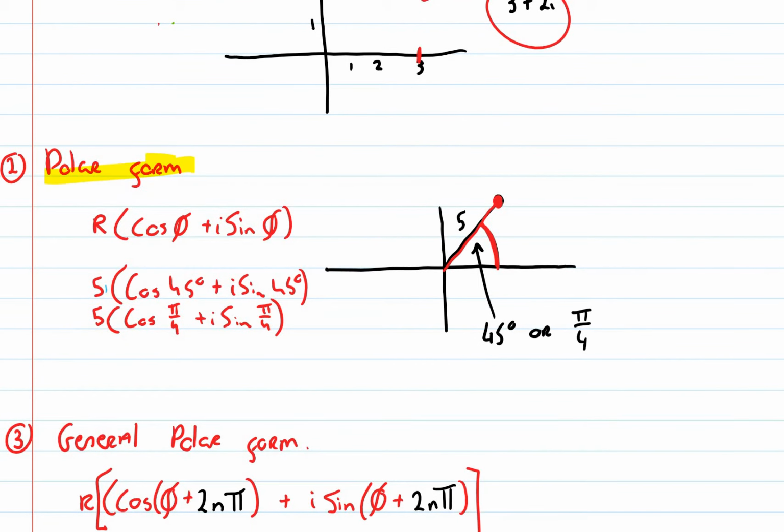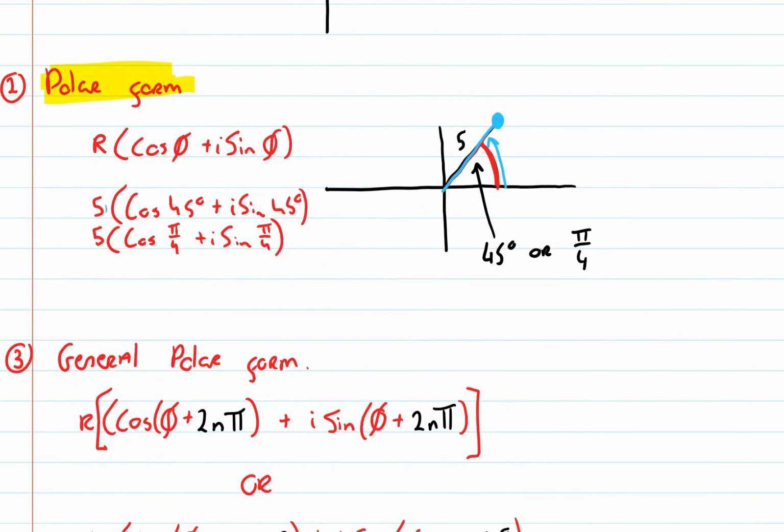Polar form. The way I think of this is, the form I have it in is r multiplied by cos theta plus i sine theta. And the way I think of that is, if the complex number is here, I look and see how far it is from the origin, and then the angle it makes with the positive real axis. So in this case, we have a complex number 5 away from the origin, and it makes a 45-degree angle with the positive real axis, or in radian form, pi over 4 radians.